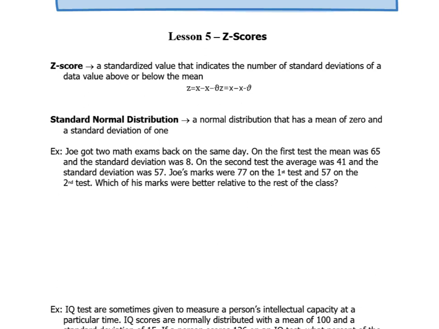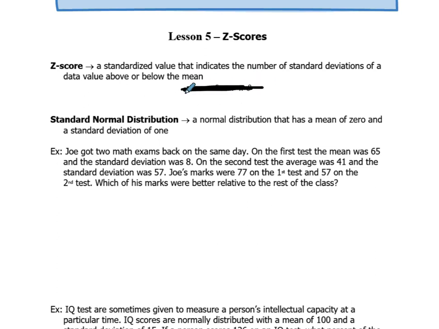Today's lesson is on z-scores. So a z-score is a standardized value that indicates the number of standard deviations of a data value above or below the mean. So in your notes, it seems like there's a really wonky formula. This is not correct.